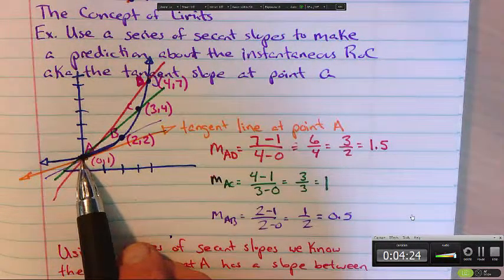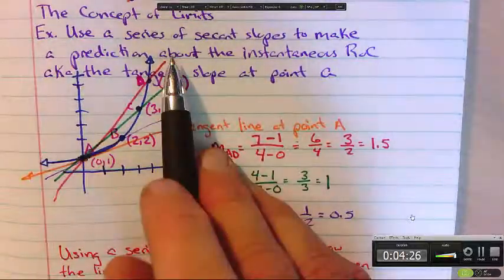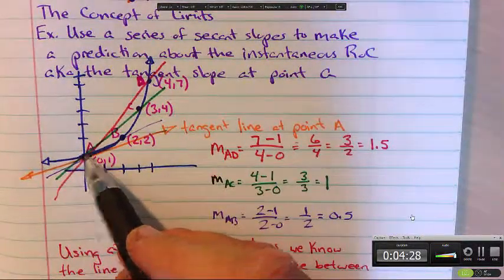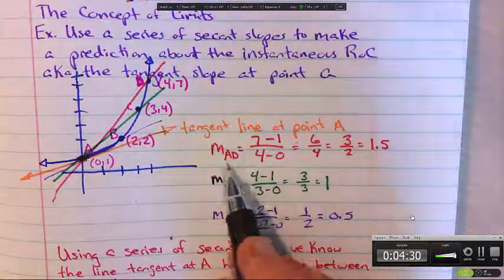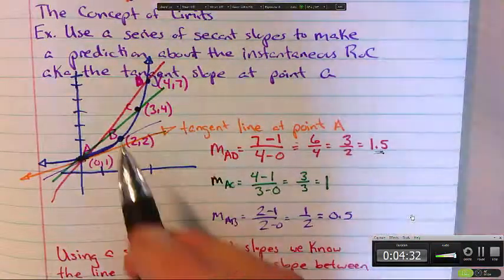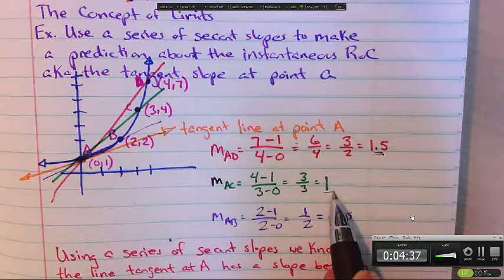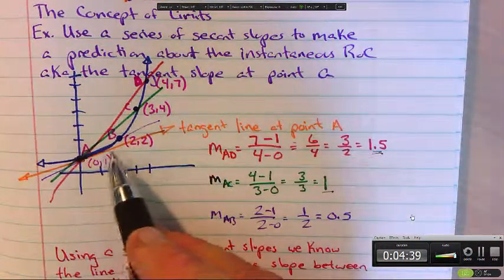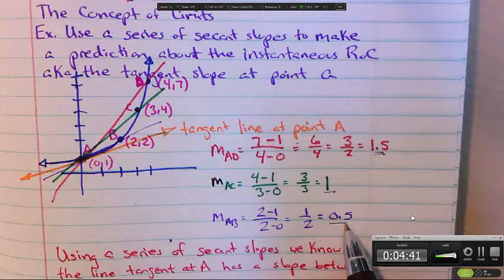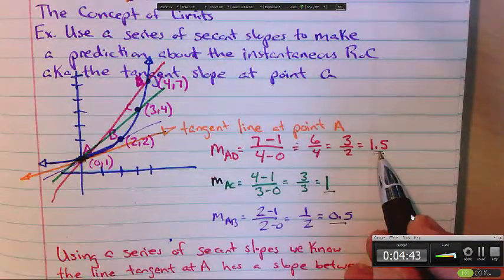In order to find that though, since we only have 1 point, we can't. So what we do is we use a series of secant slopes. So we find the slope between A and D, and we find that it's 1.5. We then move closer to A and find the slope between A and C to be 1. We then move closer to A and find the slope between A and B to be 0.5.